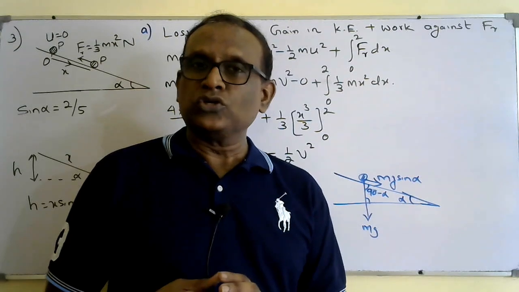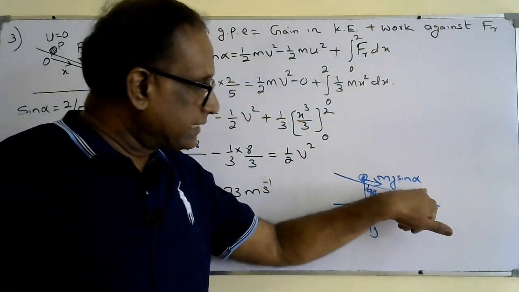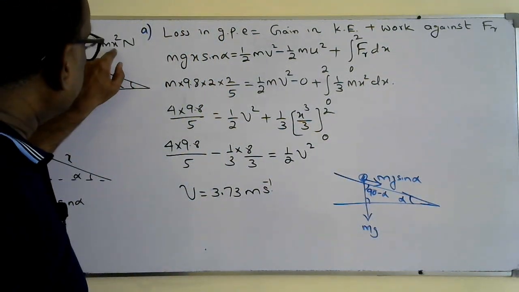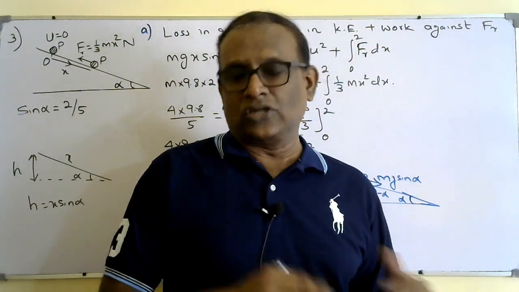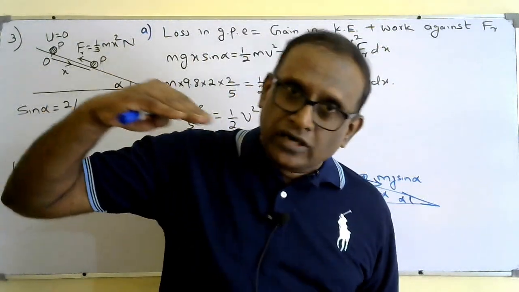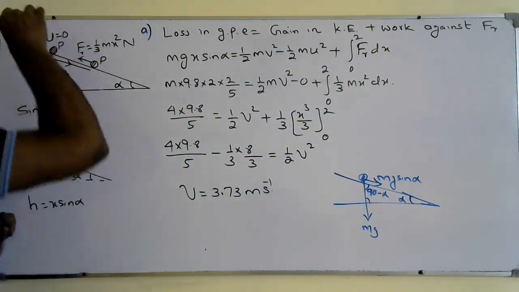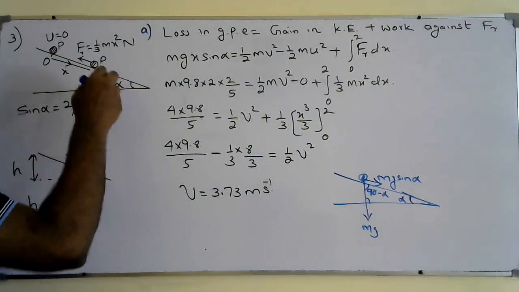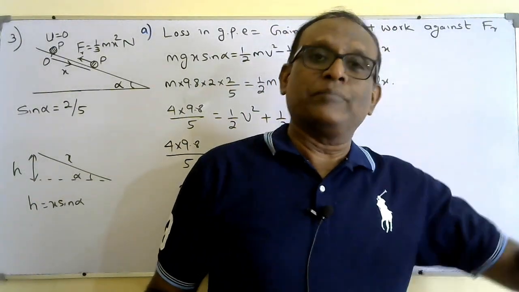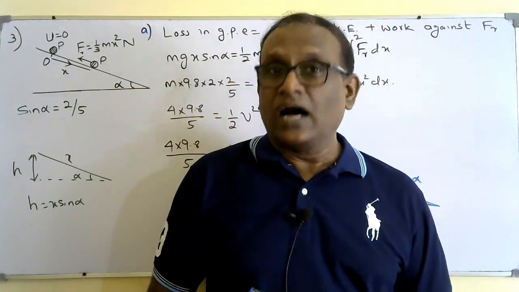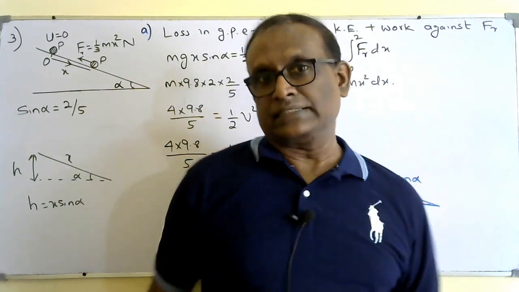So there are two forces acting on the particle along the plane: downwards mg sine alpha, upwards 1/3 mx squared. When we use F equals ma, we use it along the direction of increasing x, and x is increasing in this direction. So along the plane down, mg sine alpha minus 1/3 mx squared equals m x double dot. From that I am going to get the answer for question number 3, A part, by the second method.